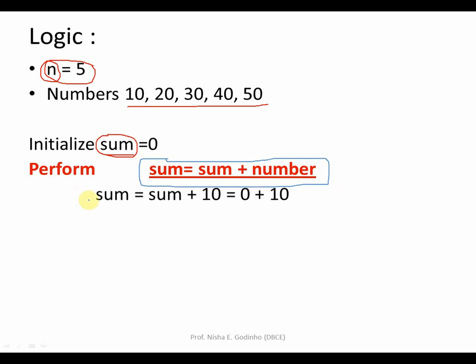In the first step, when we are doing sum equal to sum plus number, sum will take a value which is the initial value. If you see in this line, it is mentioned: initialize sum equal to 0. What do we mean by sum equal to 0? That means sum will take an initial value. In this case, it is 0.